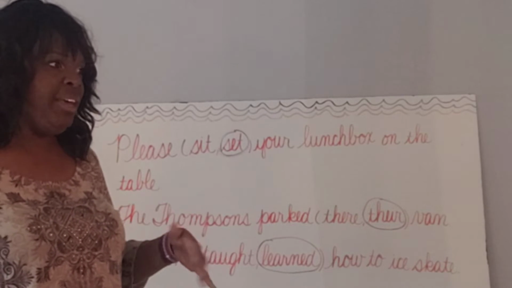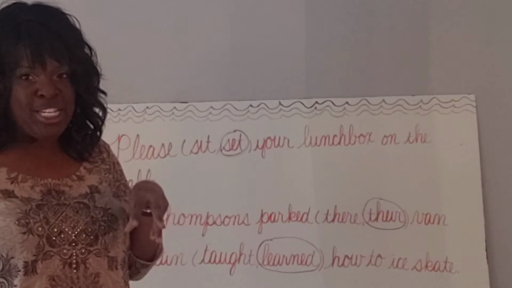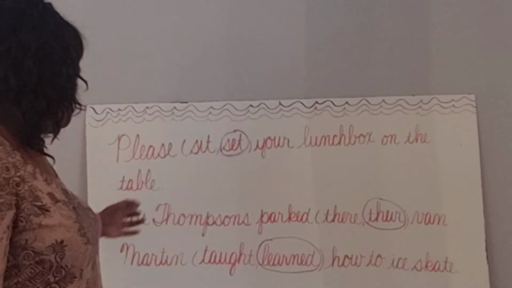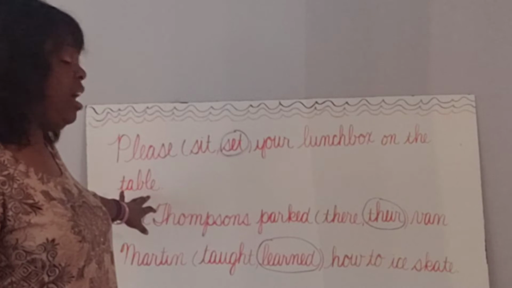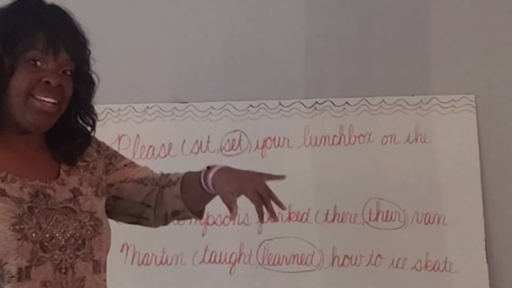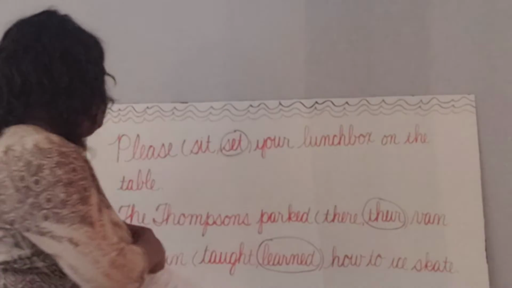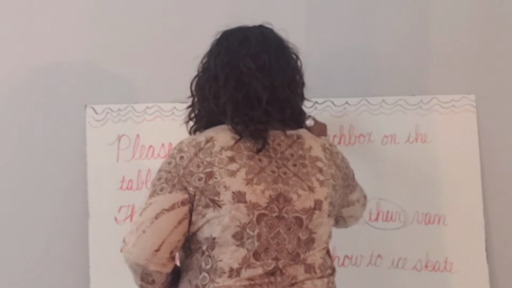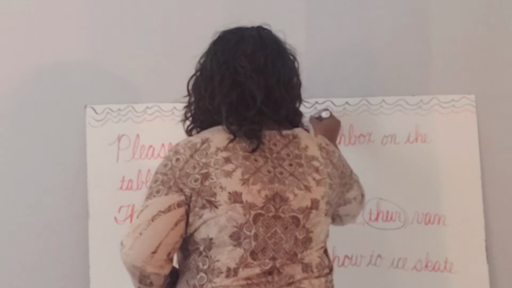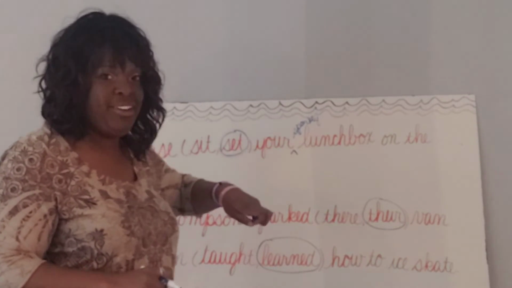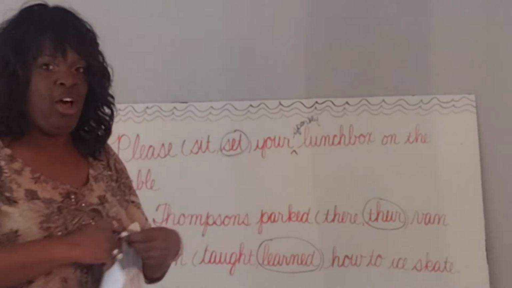Of course, girls want your glittery, your sparkly lunchbox on the table, your pretty lunchbox on the table. Or we could even do, please set your lunchbox on the big table, or the brown table or the white table. So we'll do, for the girls, please set your sparkly lunchbox on the table. We have to use our proofreader marks to add a word in. Please set your sparkly lunchbox on the table.